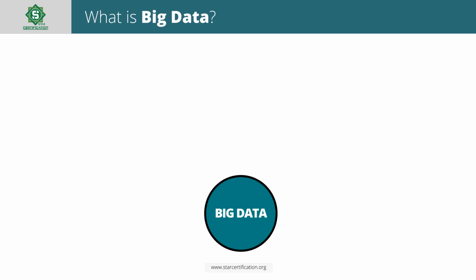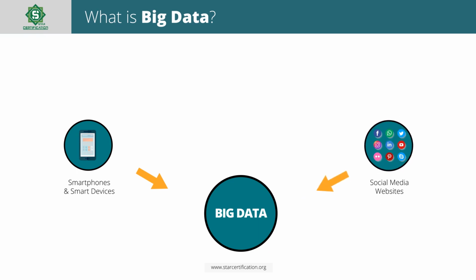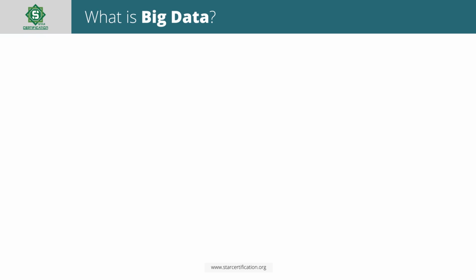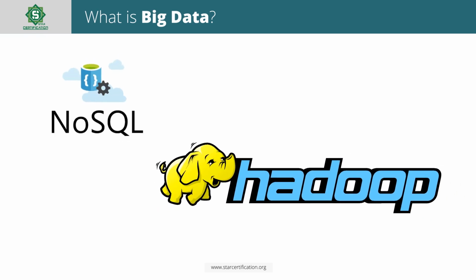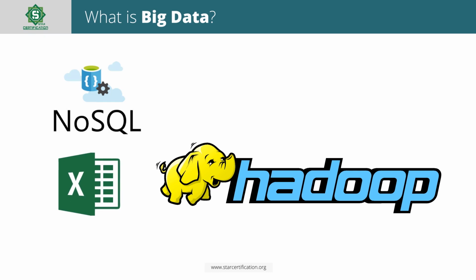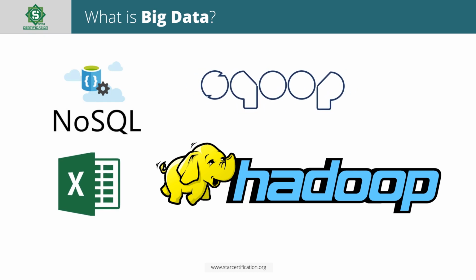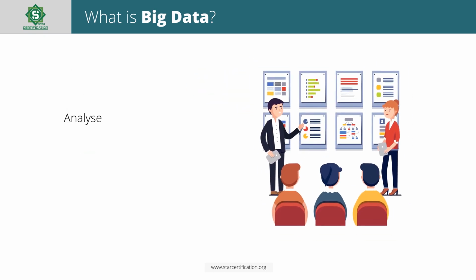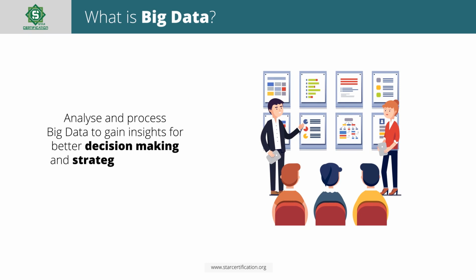The sources of big data are smartphones, smart devices, social media apps and websites, emerging technologies in medical diagnosis, etc. Technologies such as Hadoop, NoSQL, Excel, Scoop are adapted to analyze and process big data to gain insights for better decision making and strategic planning.